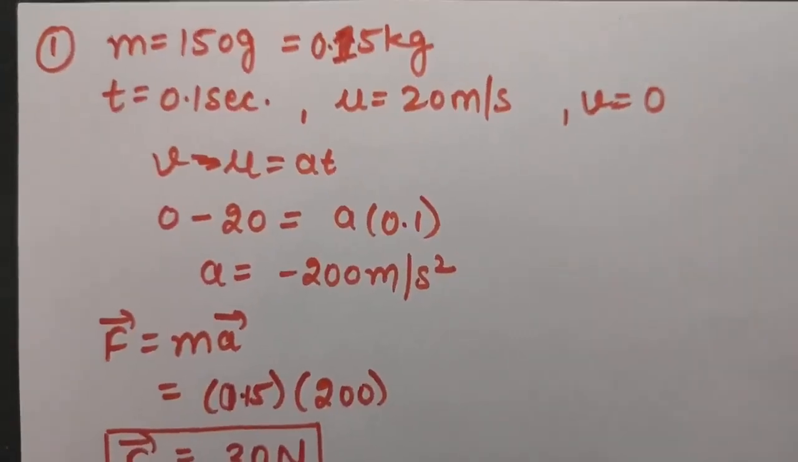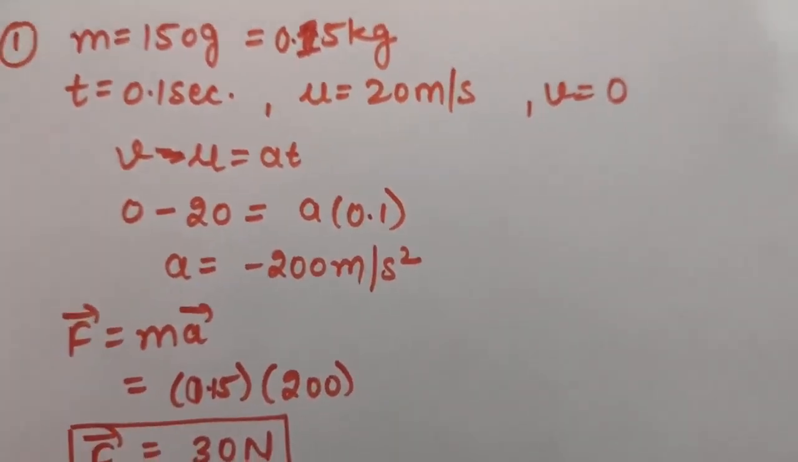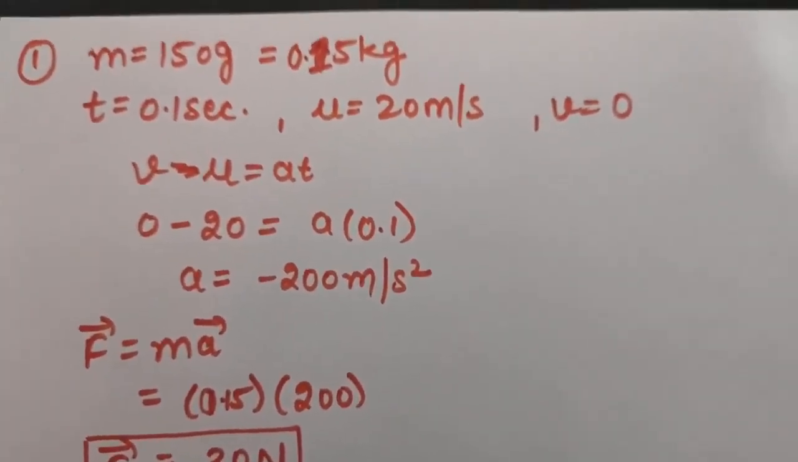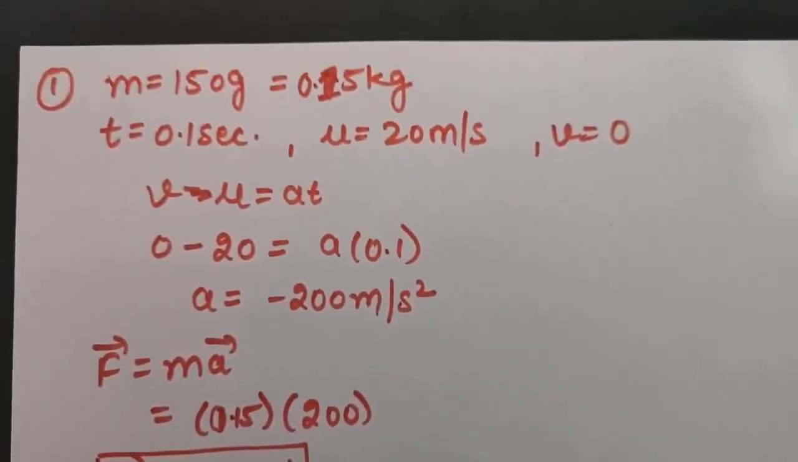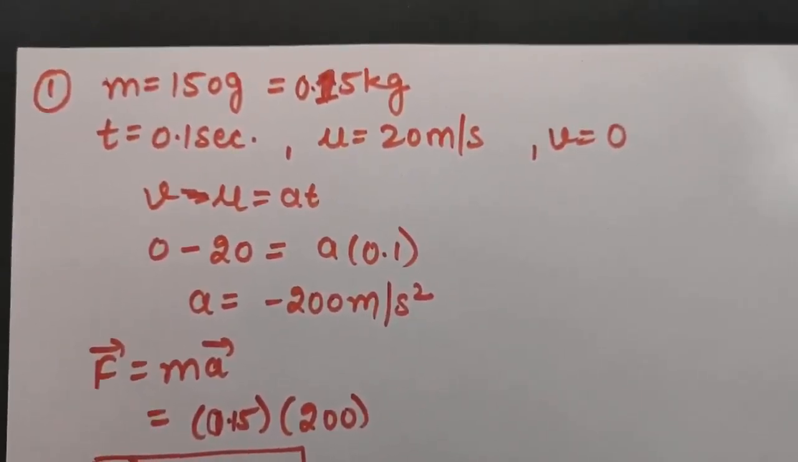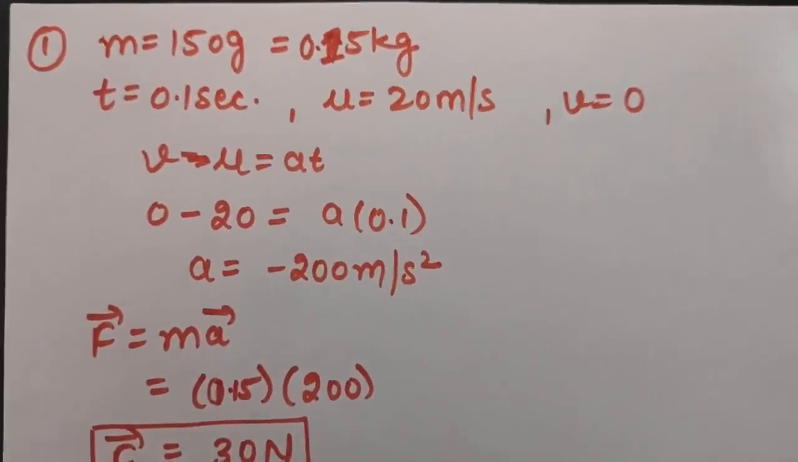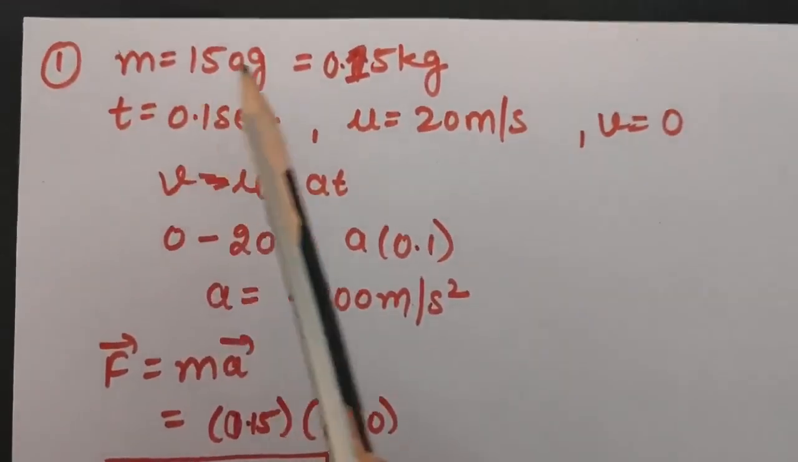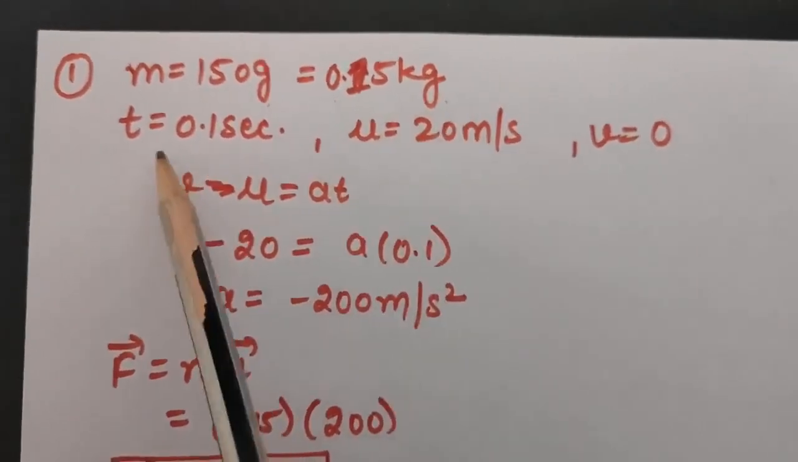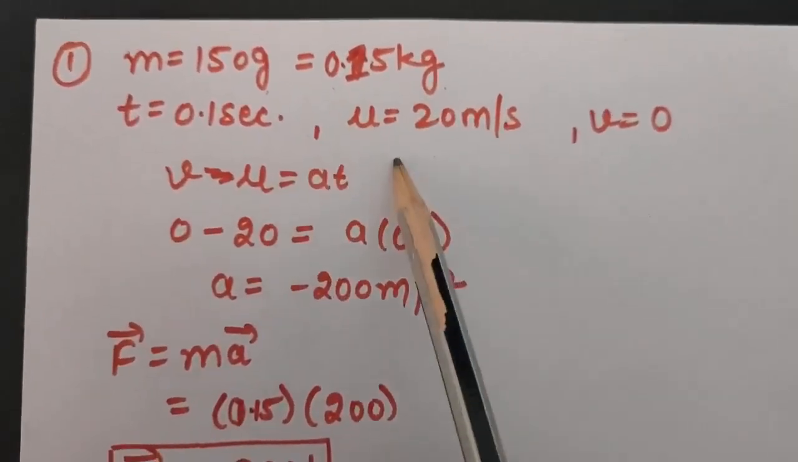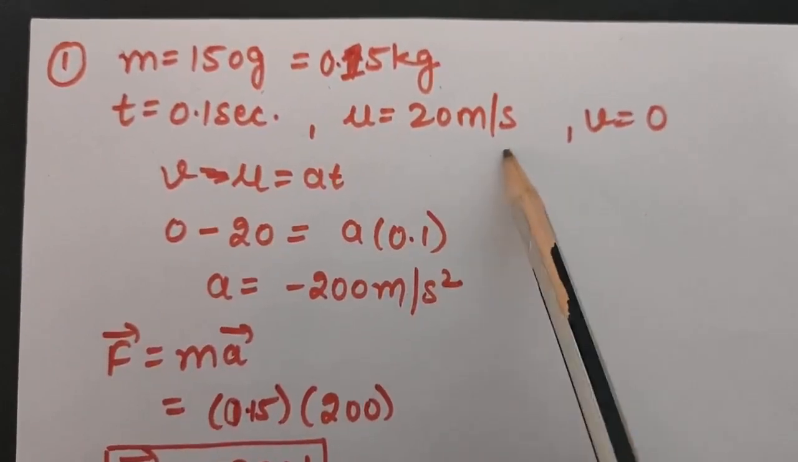Okay, so the first question says a cricketer catches a ball of mass 150 gram in 0.1 seconds moving with a speed of 20 meter per second. Then you have to calculate the force experienced. So the mass is given to be 150 grams, that is, you can say it is 0.15 kilograms. Time is 0.1 seconds and the initial speed is 20 meter per second.